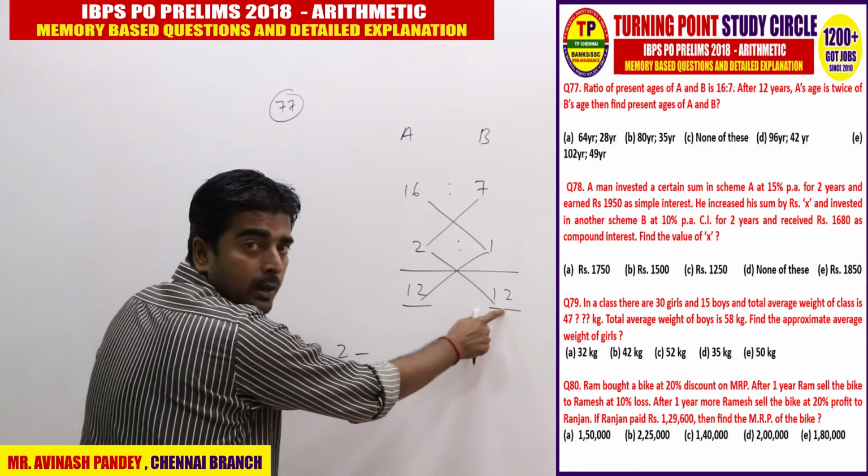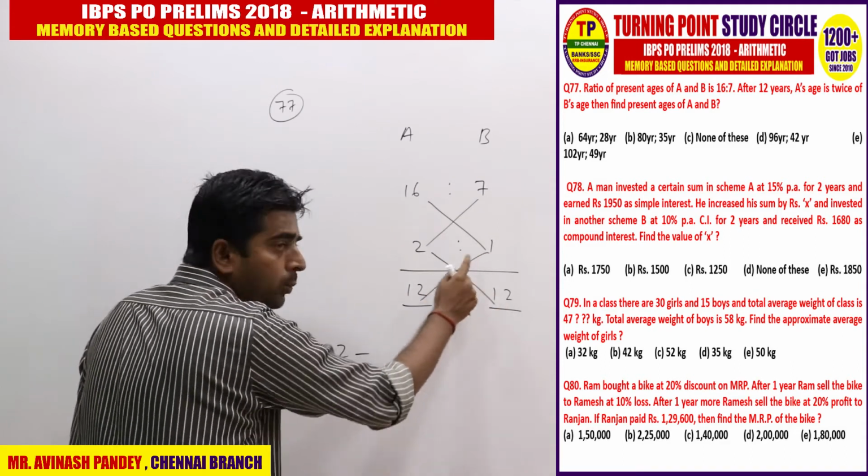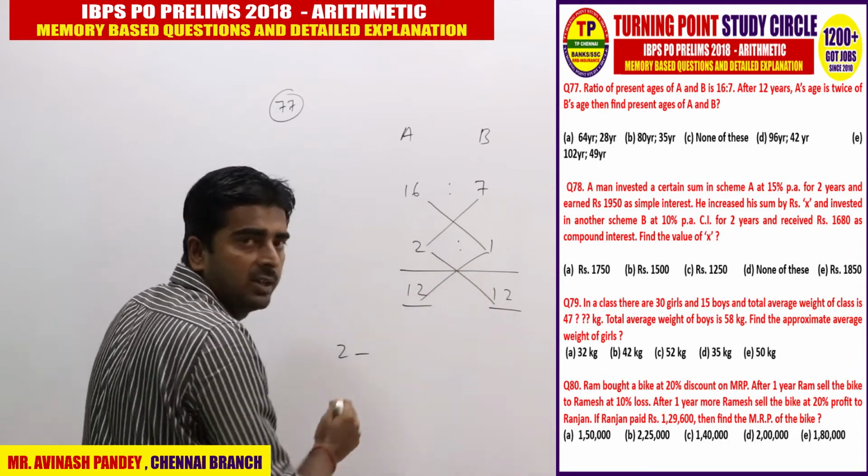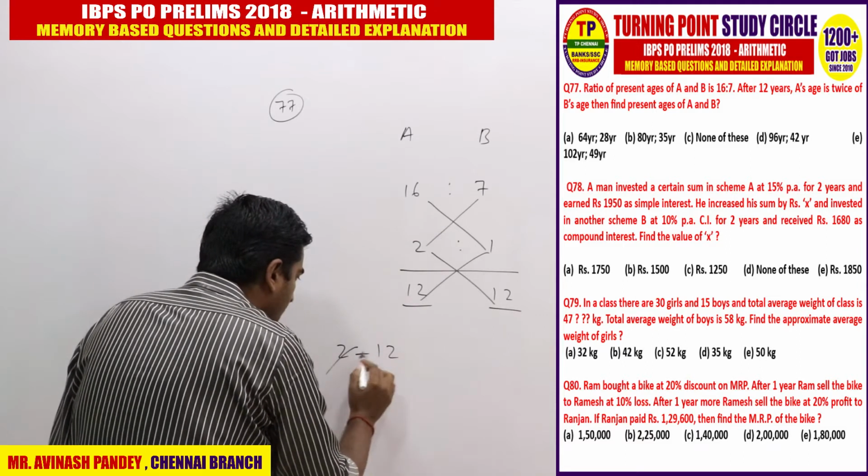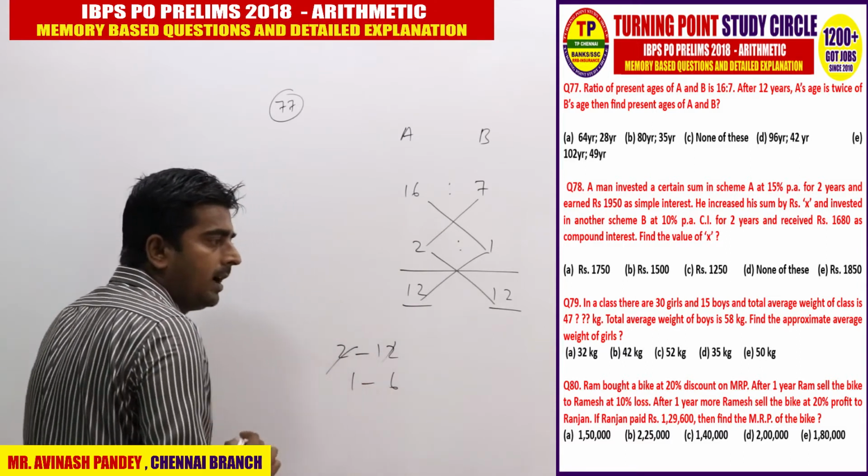Then what is 2 into 12? 24 minus 12 into 1, 12. 24 minus 12 is how much? 12. 2 part is 12. 1 part is how much? 6.